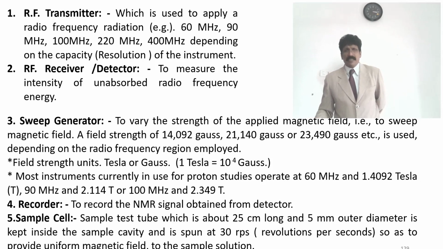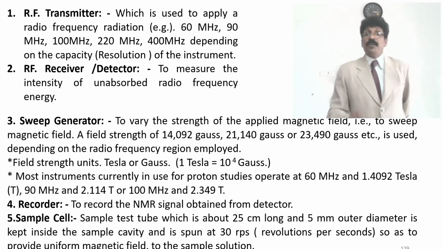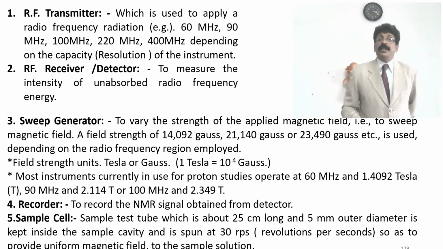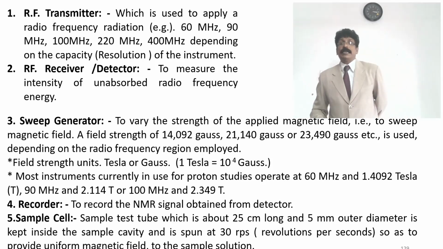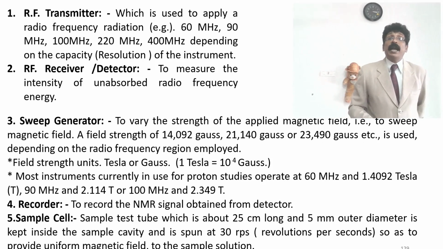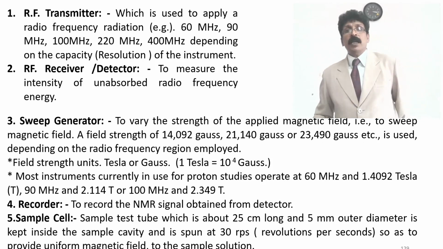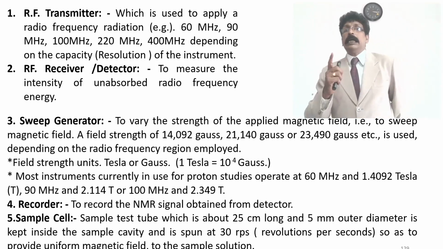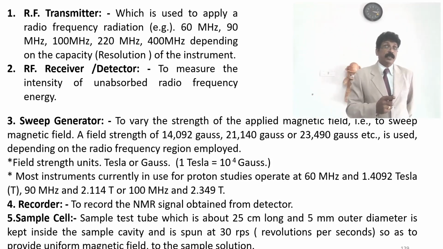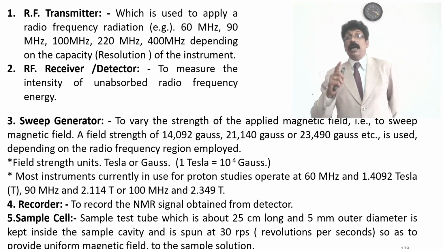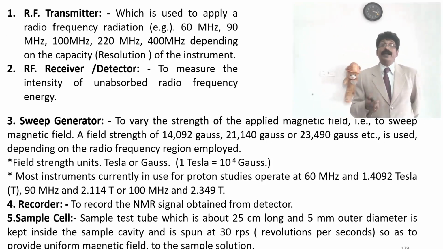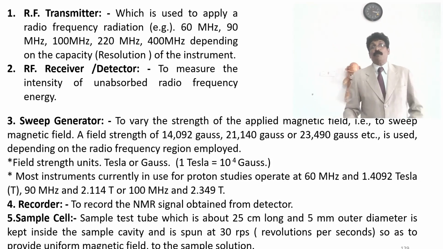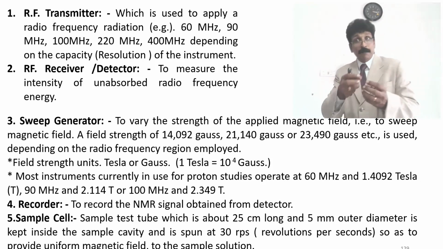The sample cell also plays a major role, which in the picture I showed as a tube, of 25 centimeter length and 5 millimeter outer diameter, kept inside the sample cavity and spun at a rotation of 30 revolutions per second, that is RPS. It also provides a uniform magnetic field to the sample solution, and then the radio frequency produced from the sample can be received by the detector.